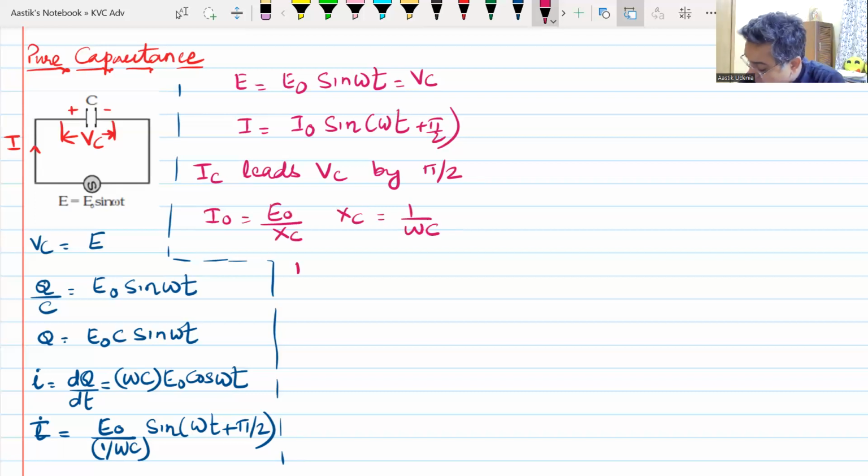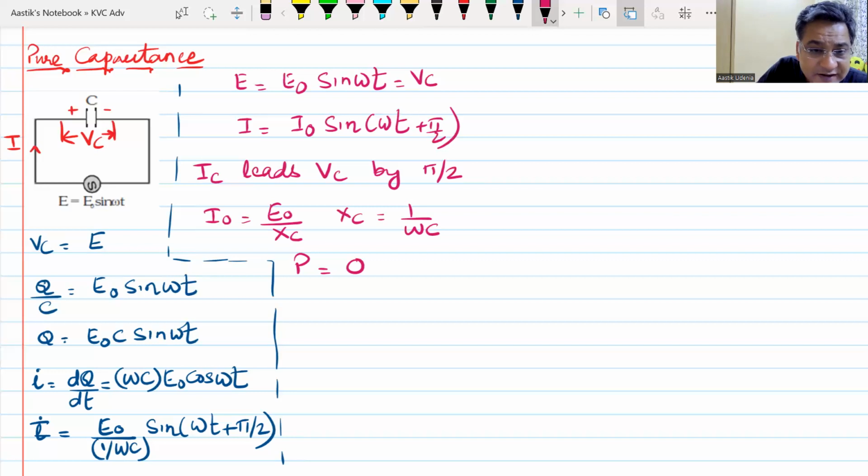Now, if we talk about the power consumed in this circuit, the power consumed will be 0 because the value of phi is 90, so the cos phi becomes 0. Yes or no? Everyone understands it till here.